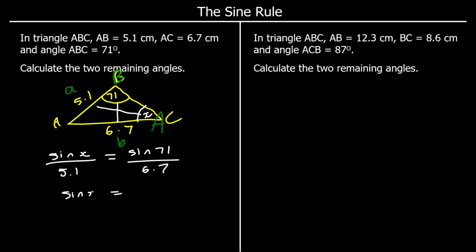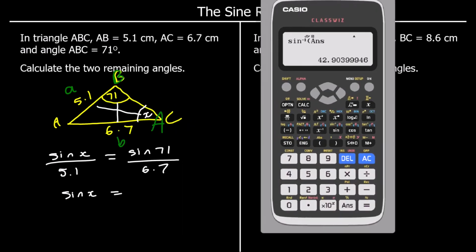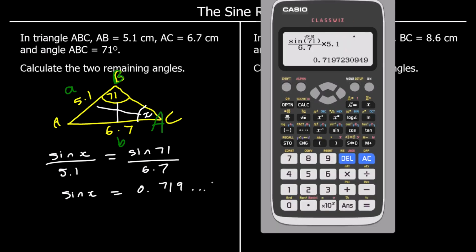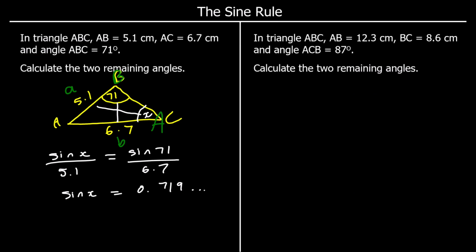So sine x is going to be sine 71 over 6.7 multiplied by 5.1, which is 0.719 and so on. Shift sine the answer, and we get 46.0. So x is 46.0 degrees.